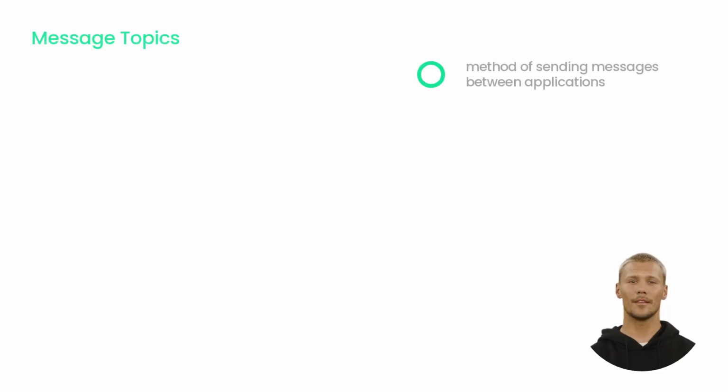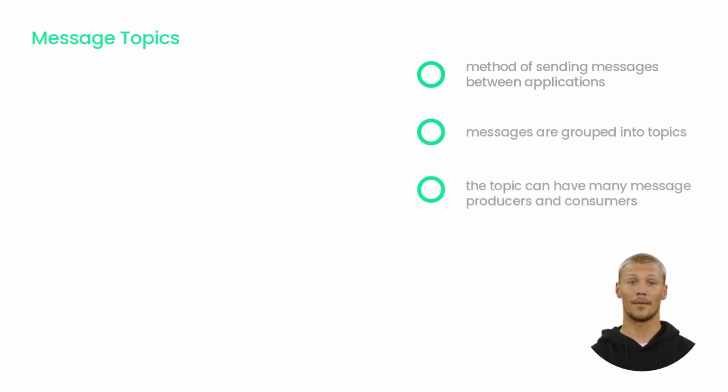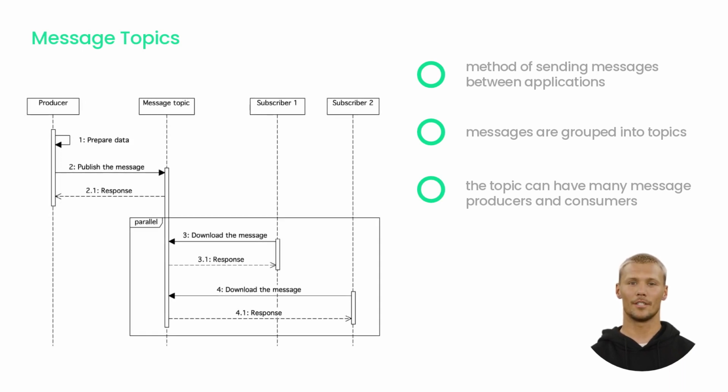Message topics are a method of sending messages between applications. Messages are grouped into topics. The topic can have many message producers and consumers. The producer provides information on a particular topic. The messages are then downloaded by the consumer or consumers.